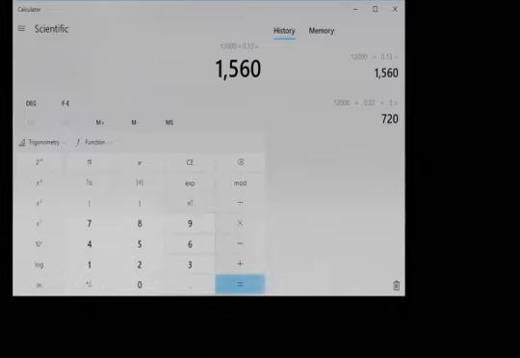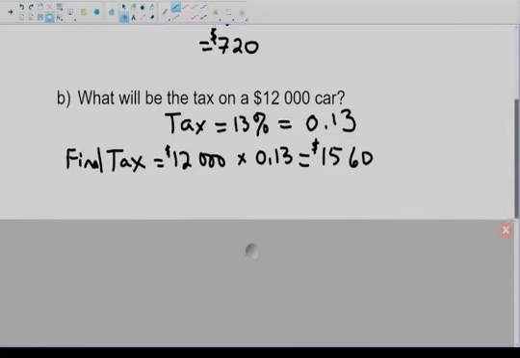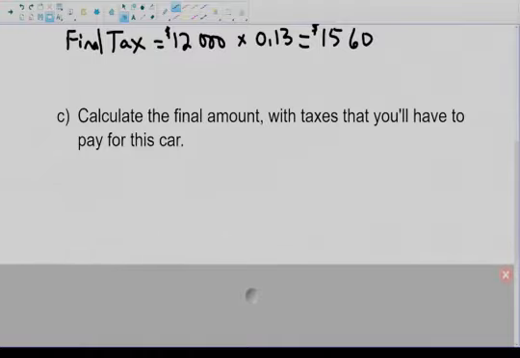So let's transition back to the smartboard here. So $1,560. So that's our tax amount. Okay. So our interest is $720. Our tax amount is $1,560. Calculate the final amount with taxes that you'll have to pay for this car.